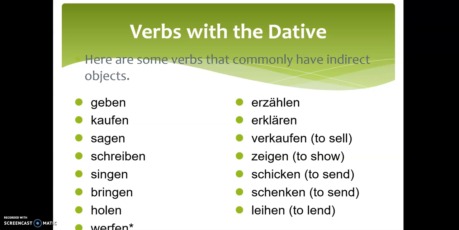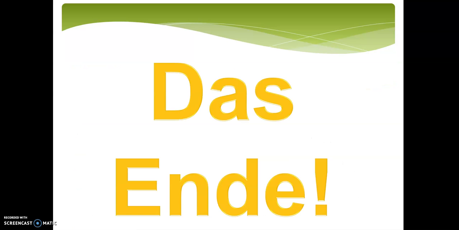And here are some more. Erzählen, erklären, verkaufen is to sell, zeigen to show, schicken to send, schenken to give, and leihen to lend. Okay? So those are some more that always take an indirect object.